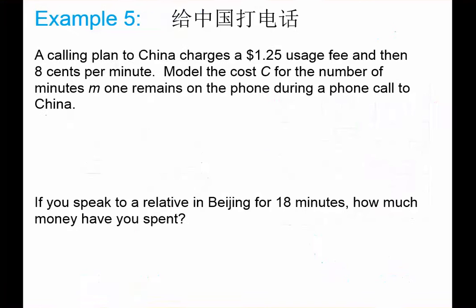All right, on to our last blue example. And this one is going to be like the trout in the lake problem. Okay, calling plan to China charges a $1.25 usage fee. That's a one-time fee. And then 8 cents per minute. Model the cost C for the number of minutes M that one remains on the phone during a phone call to China. So the first thing you're going to do on the top is come up with the model and write the model. Once you got your model, then answer the question at the bottom. If you speak to a relative in Beijing for 18 minutes, how much money have you spent?